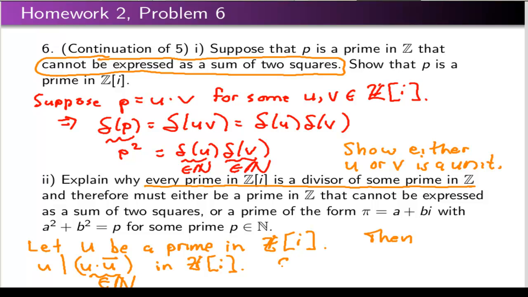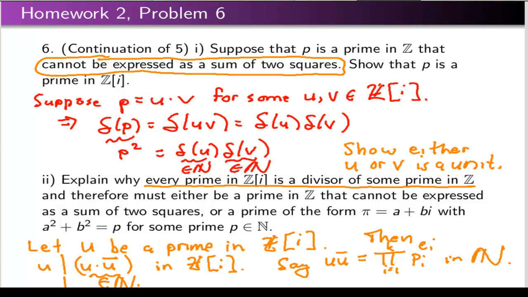So let's say u times u conjugate has some prime power factorization in the natural numbers. Right? That's a natural number, so it has some prime power factorization in the natural numbers. u is an irreducible element. It's a prime in the Gaussian integers. So u is a divisor of this product.